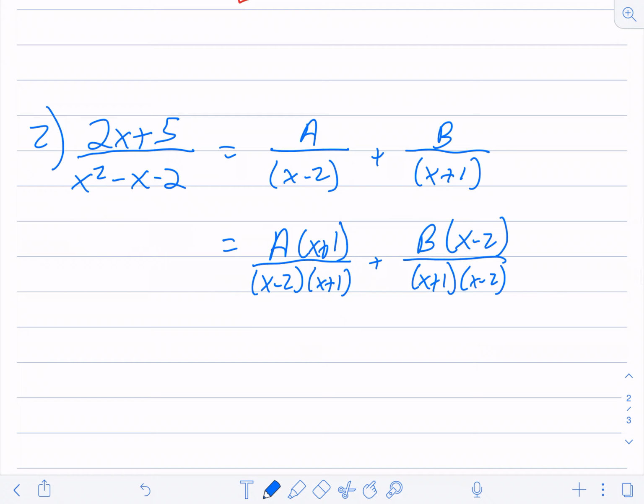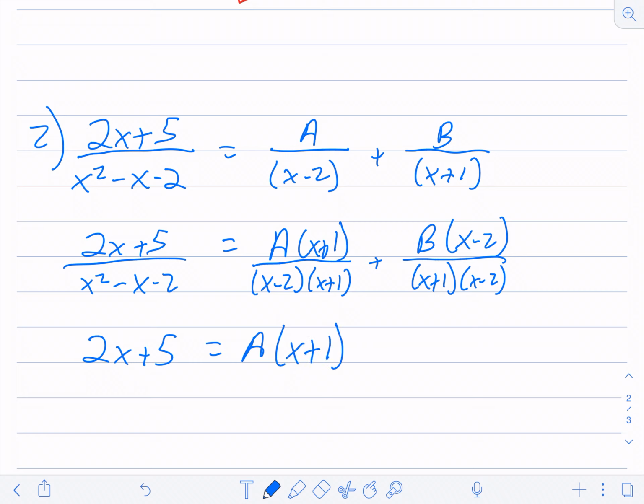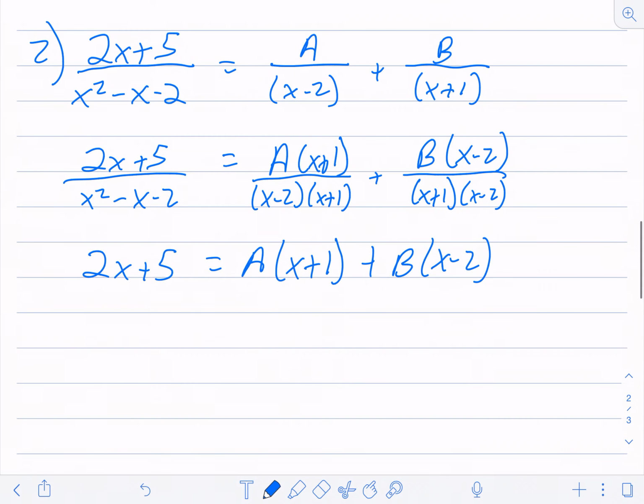And because I now have all my denominators the same, right, that's still going to be 2x plus 5 over x squared minus x minus 2, which is x minus 2 times x plus 1. I can now just look at my numerators. And that's going to be this plus b times x minus 2, right? And if I multiply them out, I'm going to get 2x plus 5 is equal to ax plus a plus bx minus 2b.